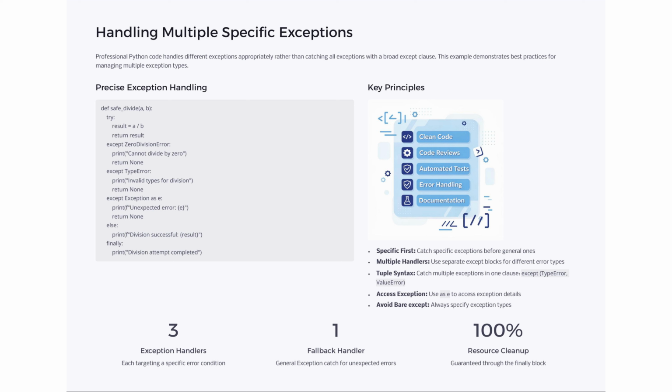Handling multiple specific exceptions in Python ensures robust error management. Prioritize specific exceptions like zero division error and type error before general ones. Use separate except blocks for clarity and employ tuple syntax to catch multiple exceptions. Access exception details with "as e". Avoid bare except clauses to maintain precision. Finally, ensure resource cleanup with the finally block.